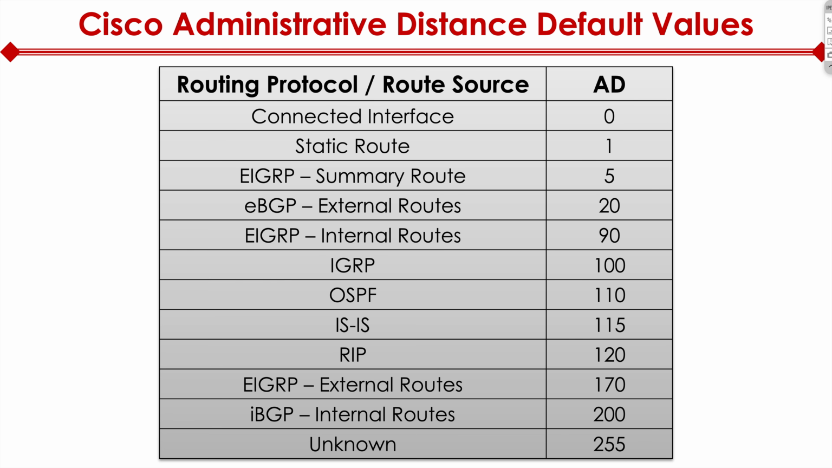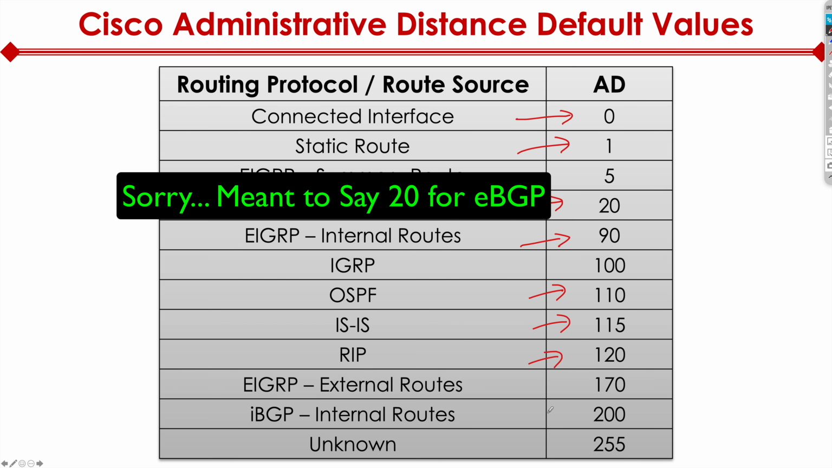Now let's quickly take a look at the administrative distance table. And here are the default values. Connected interface has an administrative distance of 0. Static route has an AD of 1. eBGP has an administrative distance of 90. EIGRP has an AD of 90. OSPF 110, ISIS 115, RIP 120, and unknown is set to 255.